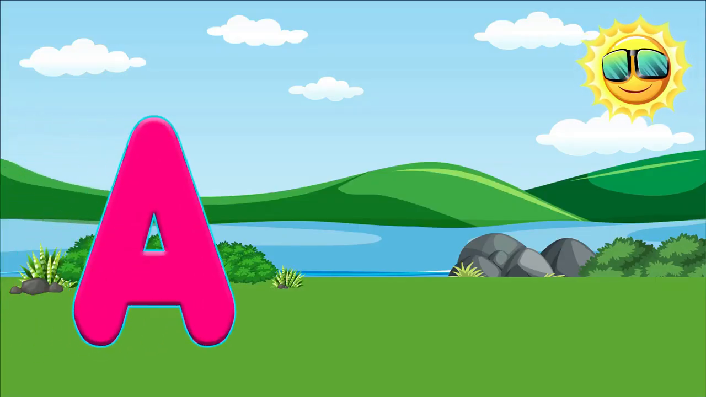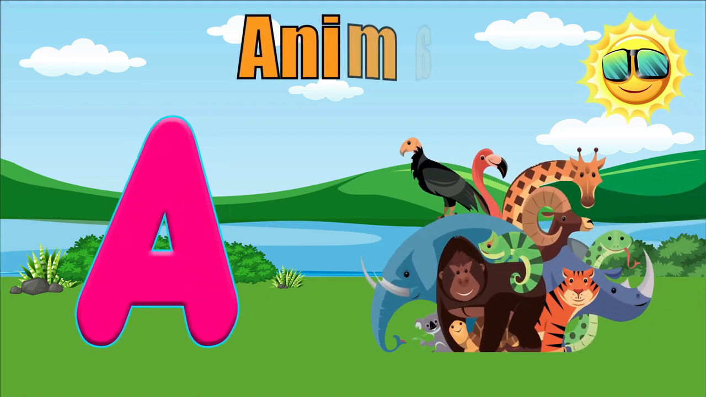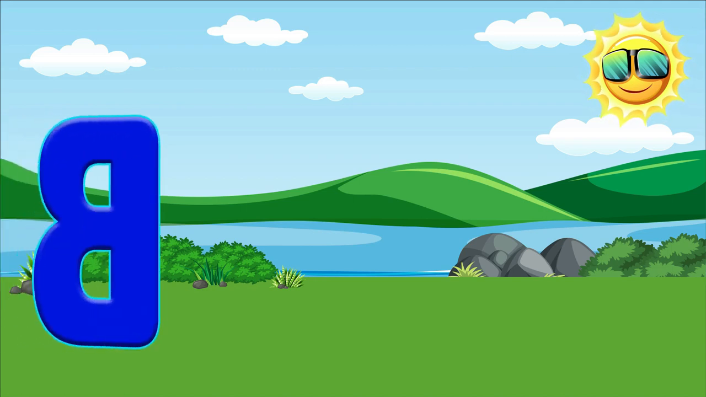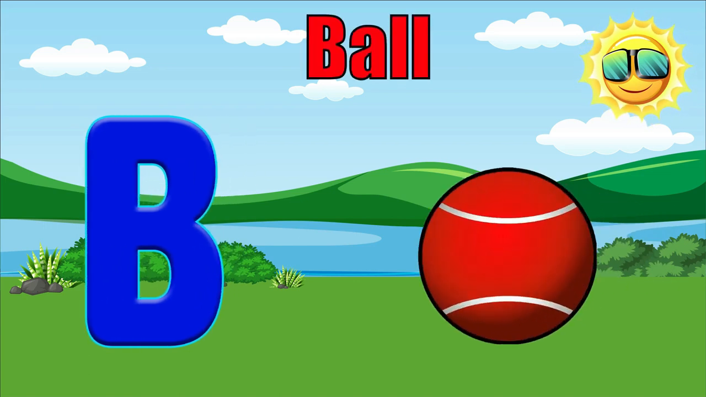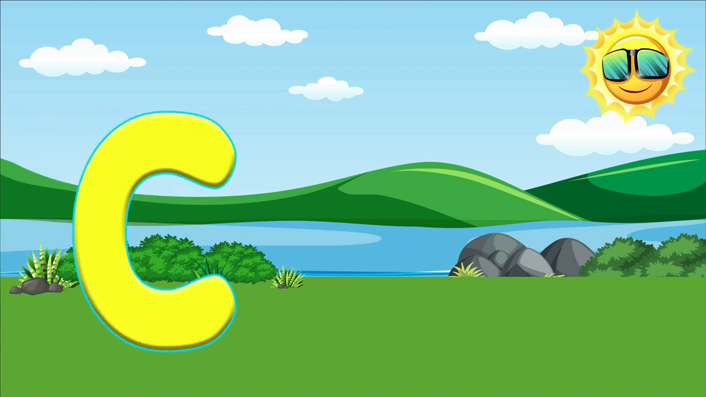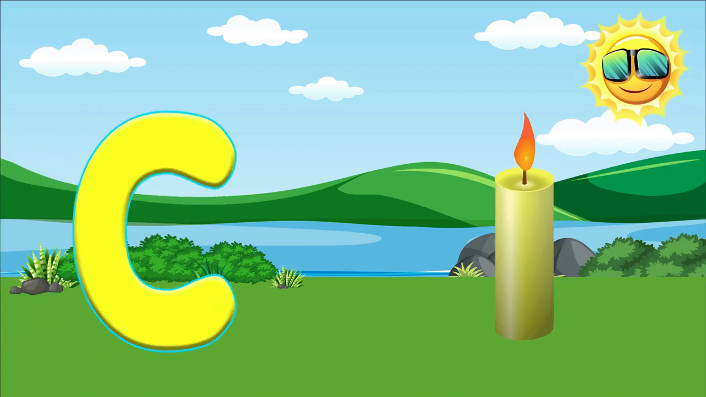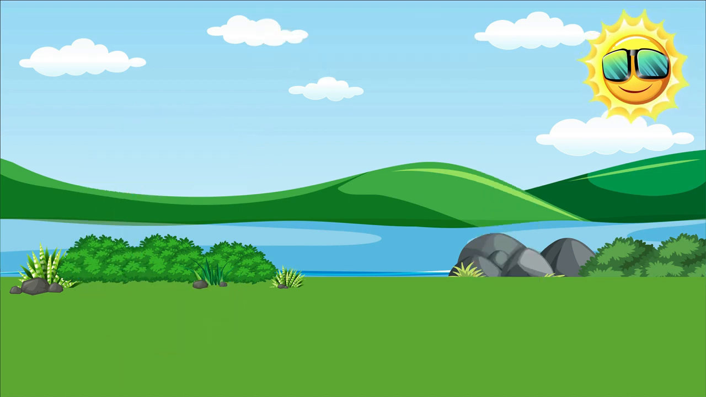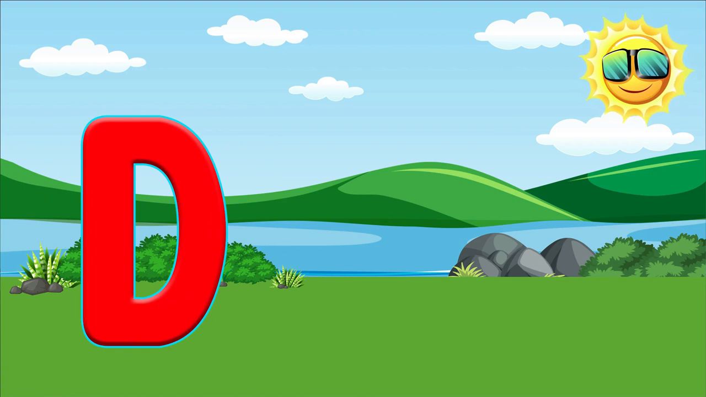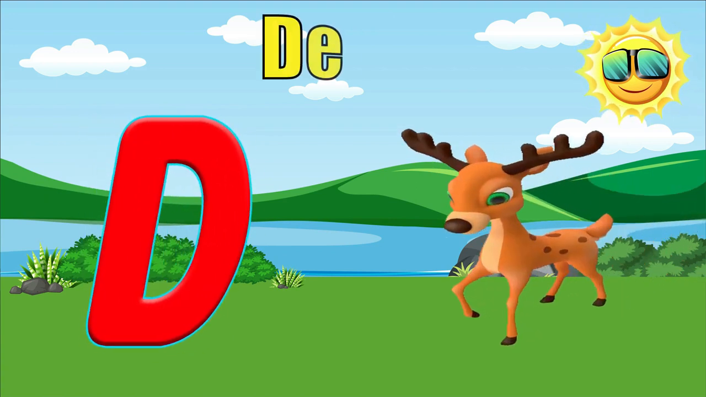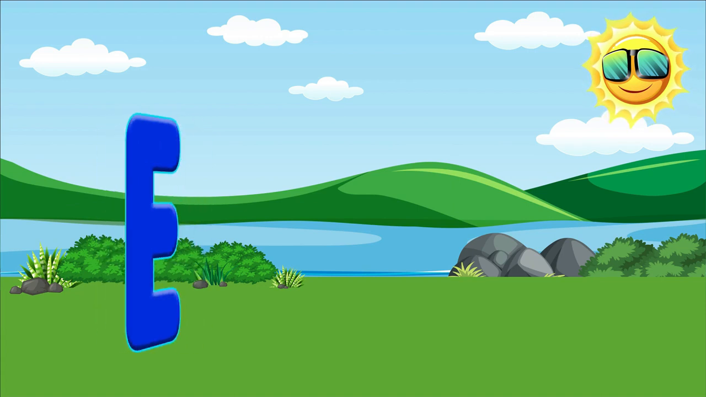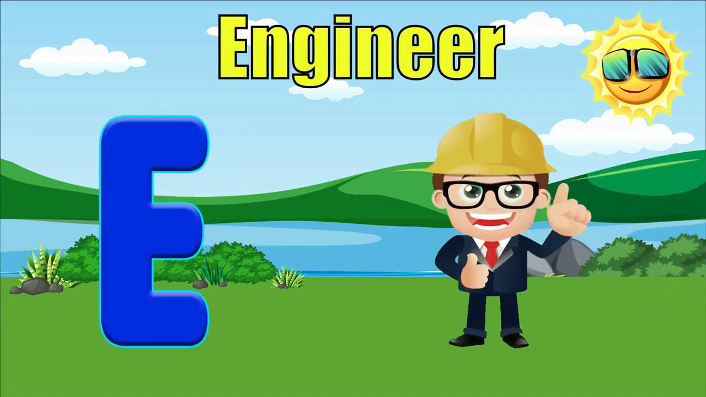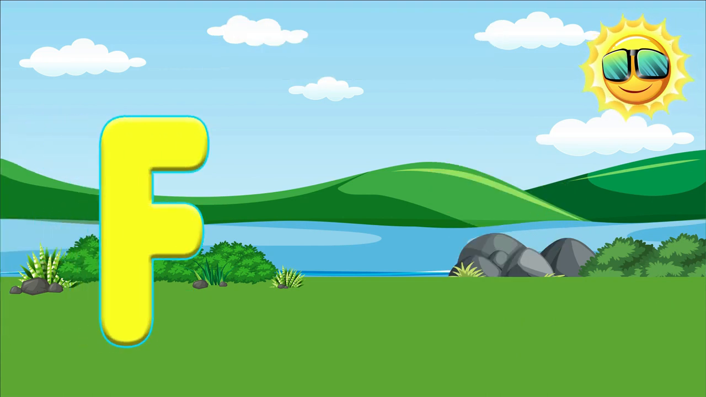A. A for animal. B. B for ball. C. C for candle. D. D for deer. E. E for engineer. F. F for fox.